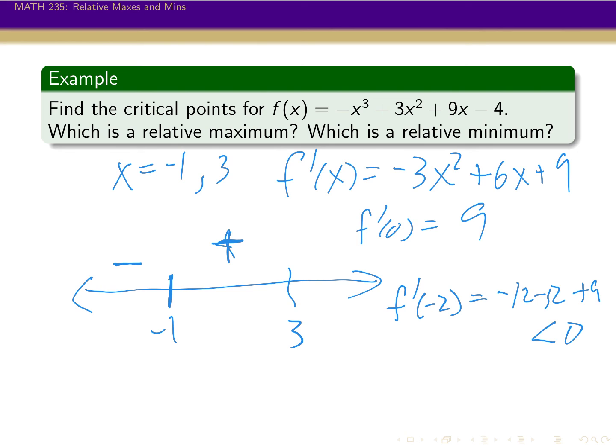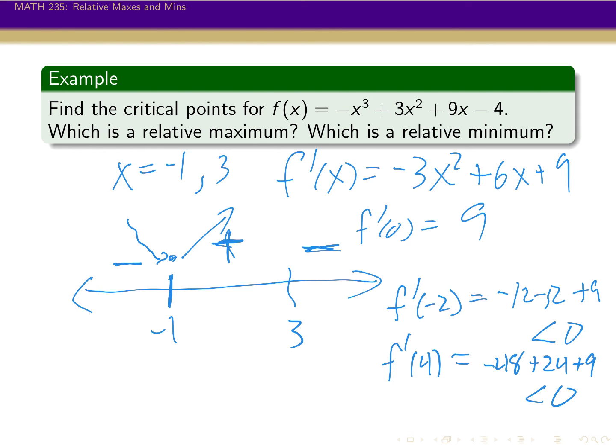So I am negative over here. Same thing if I plug in a point a little bit to the right of 3. So if I plug in 4, I'm going to have -3 times 16 is -48, plus 24 plus 9. So that's -48 plus 33. That is also negative. So my function is going down as I come into -1, and then up coming out of it. So it's going from negative to positive. So that means at -1, we have a relative minimum.